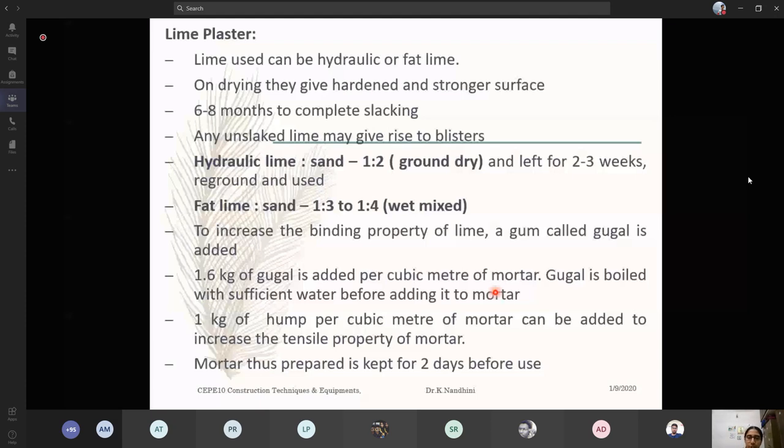I'll be sharing this slide. You can have a glance over it. If you have any doubt, tomorrow also you can ask me, no problem. One second, I'll fix it here.